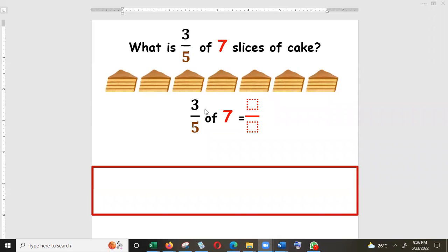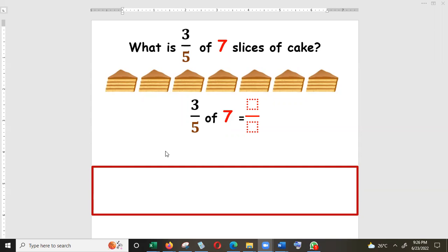3/5 of 7 can be interpreted as the division of 3 groups of 7 into equal portions of 5. Another way of saying 3/5 of 7 is by saying 3 groups of 7 divided into 5 equal portions. So one more time, 3/5 of 7 can be interpreted as 3 groups of 7 divided or separated into 5 equal portions.